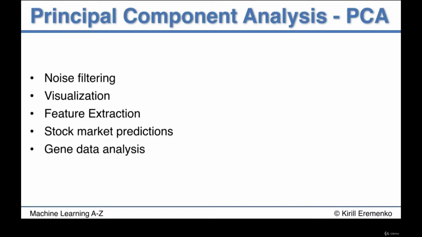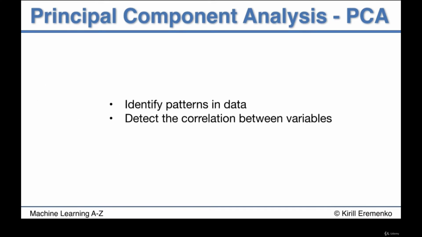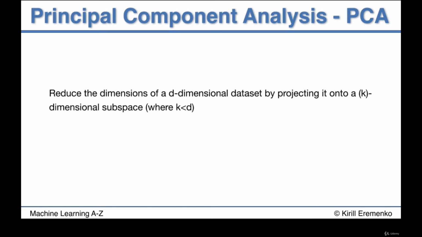PCA is used for operations such as visualization, feature extraction, noise filtering, and can be seen in algorithms used for stock market predictions and gene analysis, just to name a few. The goal of PCA is to identify and detect correlation between variables. If there's a strong correlation and it's found, then you could reduce the dimensionality, which is really what PCA is intended for. You find the directions of maximum variance in high dimensional data, and then you project it into a smaller dimensional subspace while retaining most of the information. Usually, again with PCA, the goal is to reduce the dimensions of a d-dimensional dataset by projecting it onto a k-dimensional subspace, where k is less than d.